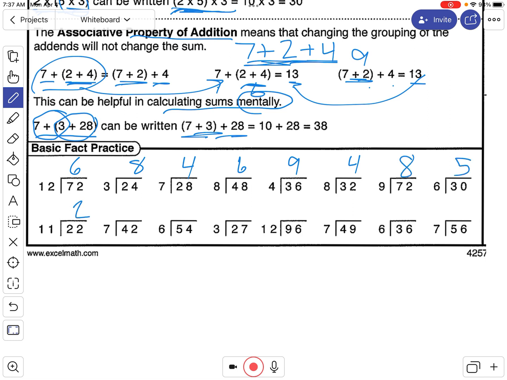Next row. 11 times 2 is 22. 7 times 6 is 42. 6 times 9 is 54. 3 times 9 is 27. 12 times 8 is... I had to think about that one. 7 times 7 is 49. 6 times 6 is 36. 7 times 8 is 56.